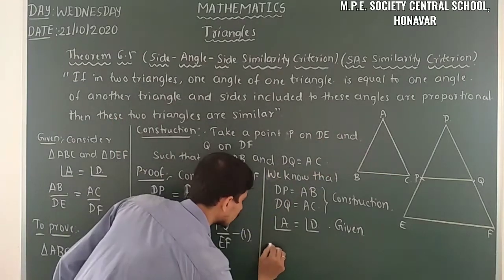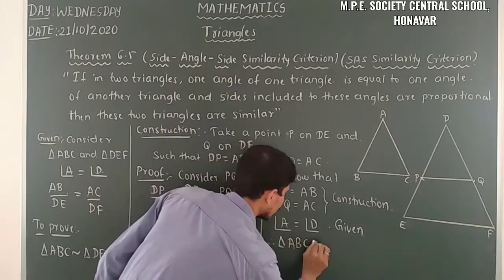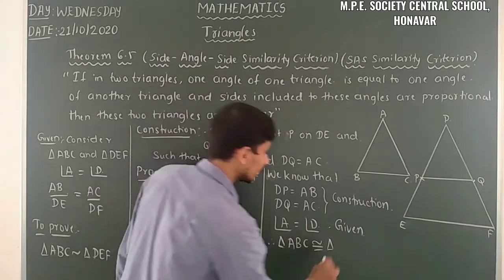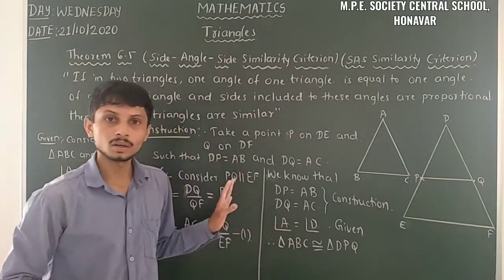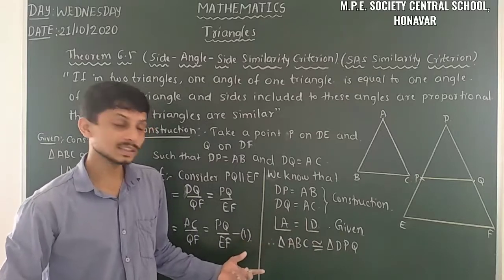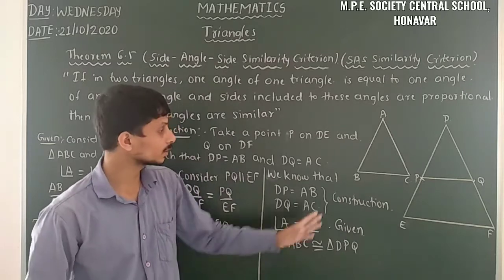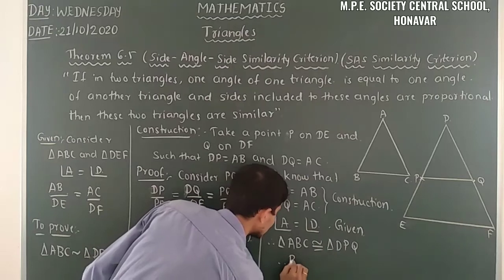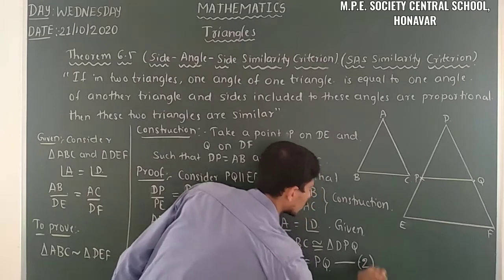Therefore triangle ABC is congruent to triangle DPQ. When two triangles are congruent, the corresponding parts are one and the same. So we can take BC equal to PQ. Therefore BC is equal to PQ. I will consider this as equation number 2.